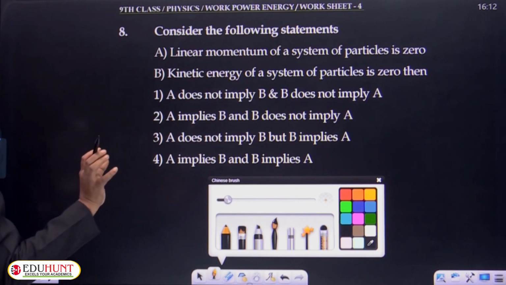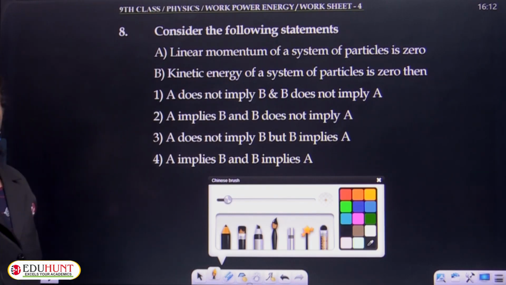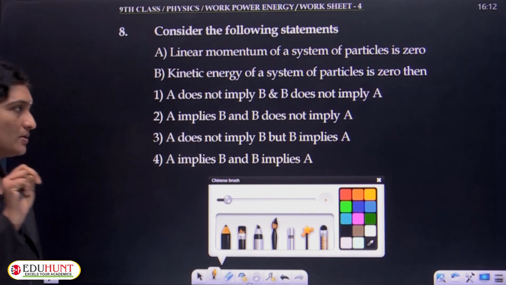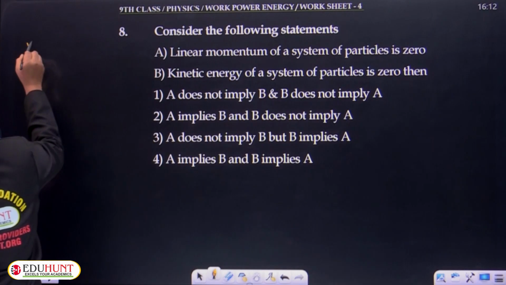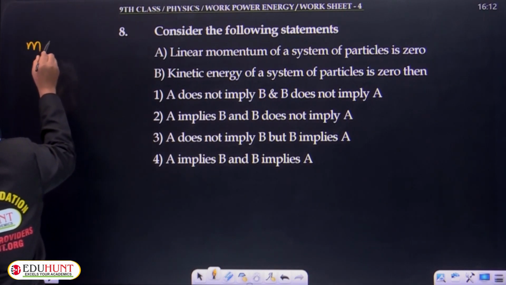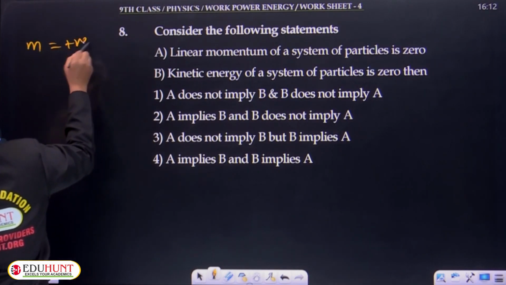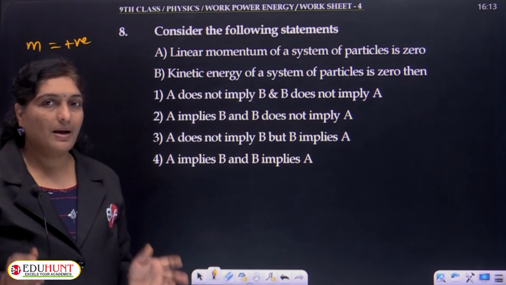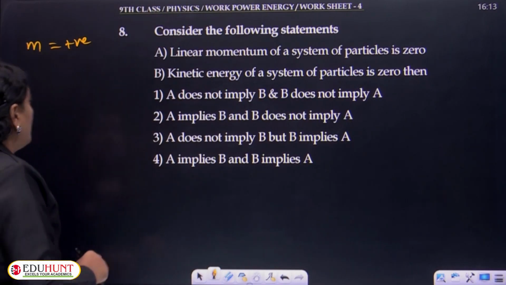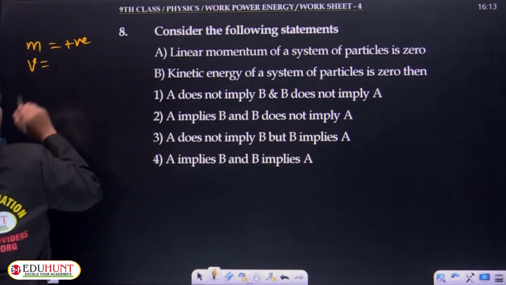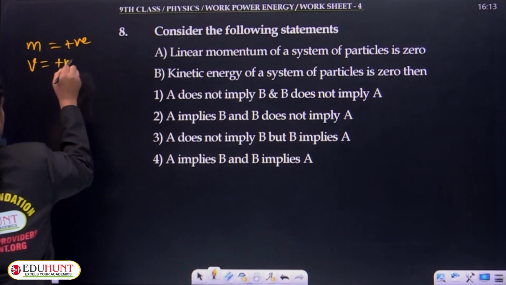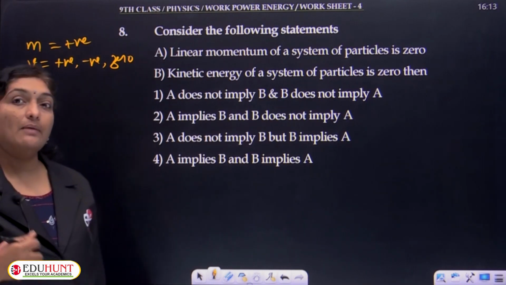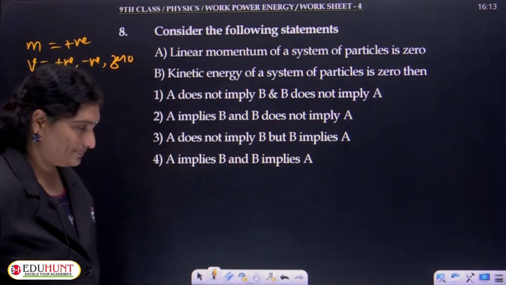If you consider whether it is momentum or kinetic energy, it only depends on two factors, that is, the mass of the body as well as the velocity or speed of the body. But we know that the mass of a body is always positive. For any body, mass can never be negative or 0. So, mass always takes positive values, whereas the velocity of a body can be positive, negative, or it can also be 0.